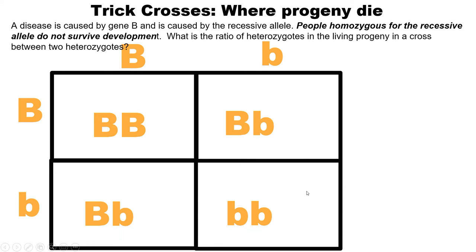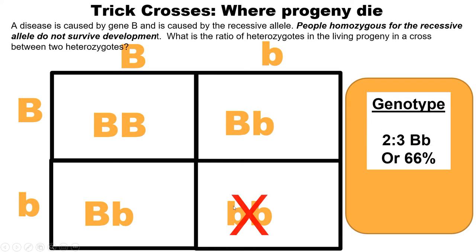So under normal circumstances, if they were asking for the ratio or the percentage of heterozygotes, you'd be like, okay, well, there's 1, 2 out of 4, so that's 50% that are heterozygous. But the question is specifically asking only for the living progeny. And so if you see something like that, you find the ones that do not survive development. In this case, it's people who are homozygous for the recessive allele, so that would be this one here, and go ahead and cross it out, because that will help remind you that your ratios have now changed.